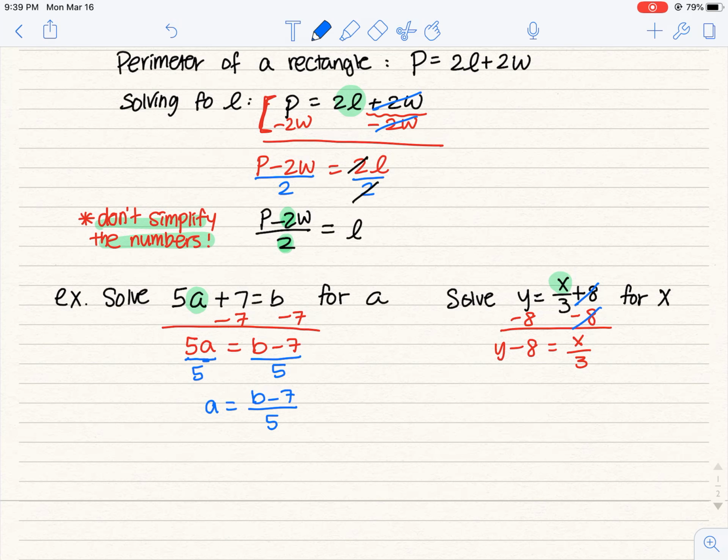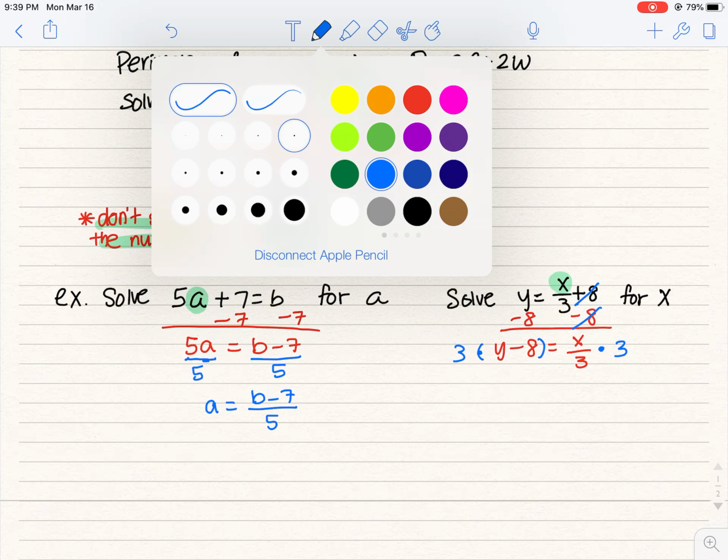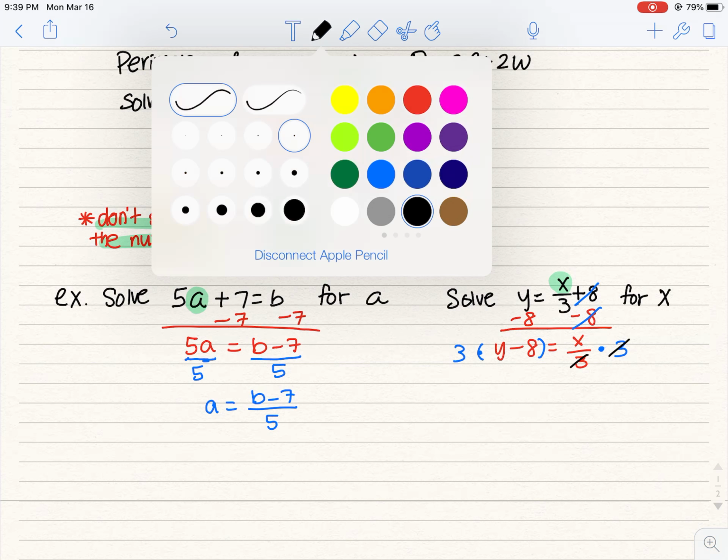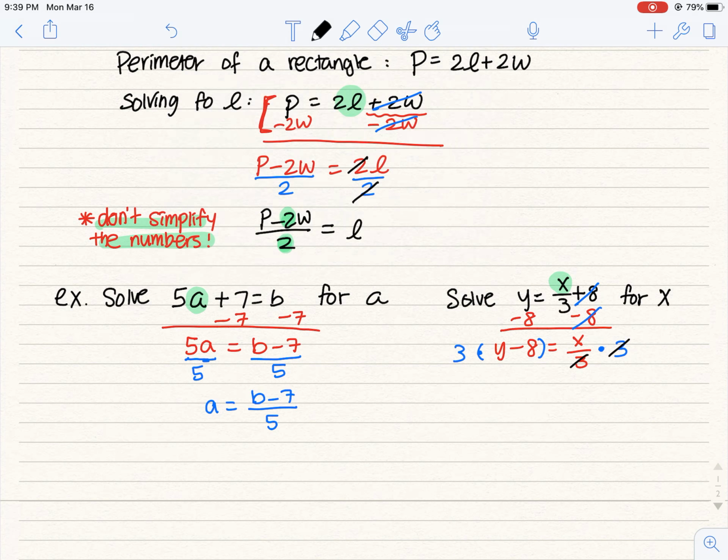I am dividing x by 3, so I have to do the inverse, which is multiplying by 3. Okay, and I'm going to put the parentheses so that I can multiply 3 to both of the numbers. Okay, and simplify the 3's. So it's going to be 3 times (y minus 8) equals x.